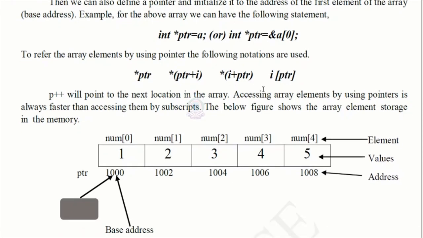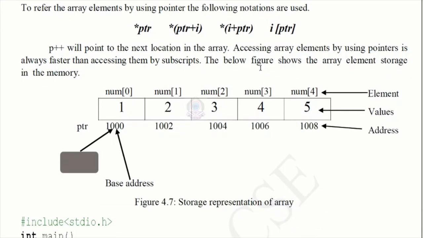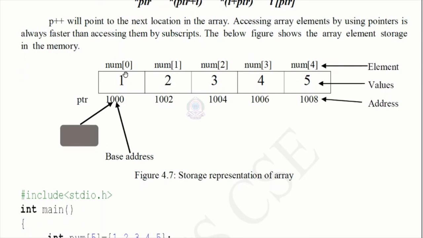For a normal array declaration, we write num first and the index inside. But here the pointer is written inside and the index outside, and that is also correct. You can write it any way. So num of 0 is 1, num of 1 is 2, then 3, 4, 5. Let us take 1000 as my base address: 1000, 1002, 1004, 1006, 1008. It starts with 1000 because it is an integer, and the next integer variable starts at 1002. Each takes 2 bytes.